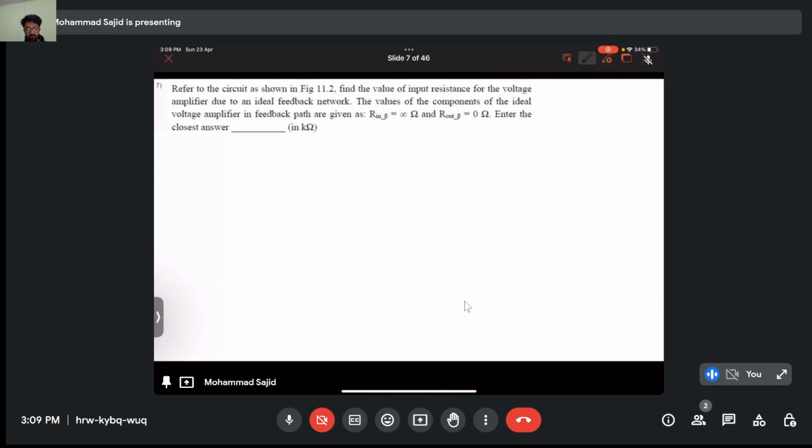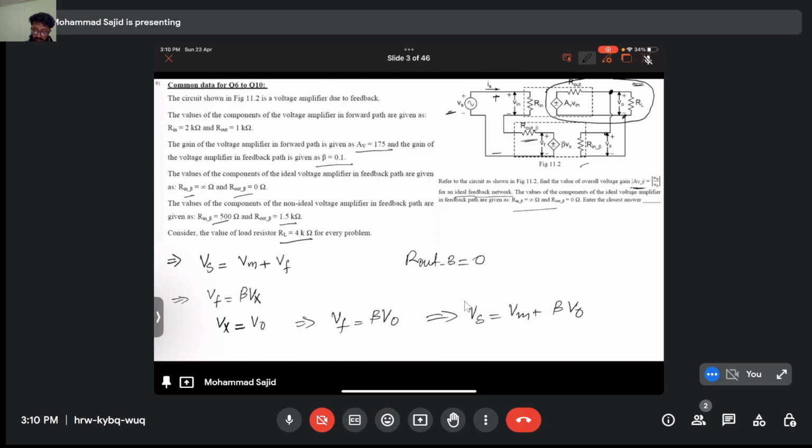Now moving on to the another part, that is to find the input resistance due to an ideal feedback network. Again, looking back at the circuit, I had to find this resistance, right? If there was no feedback, it would have been simple, Rin. Now it is feedback, so we have to calculate, taking the feedback network into account as well.